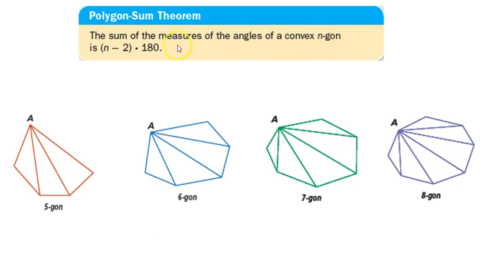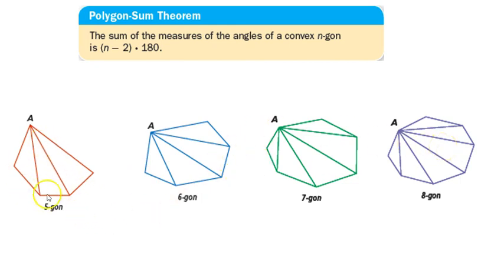We're going to take that value, subtract 2 from it, and then multiply it by 180, and that will give us the amount of degrees in that n-gon. I have 4 pictures up on the screen here to kind of illustrate this a little bit.